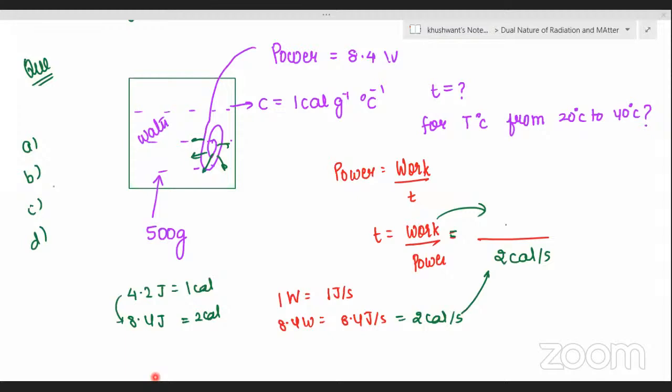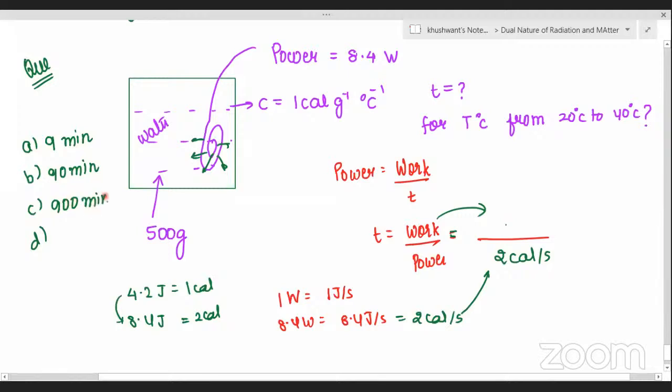Okay, so here are your options on the screen, everybody. Get ready. Options are 9 minutes, 90 minutes, 900 minutes and 9000 minutes. You have to calculate the time nearly. Approximately how much time will be required for the 500 grams of water to get heated up if these are the parameters. Substitute the values here and get the answers.